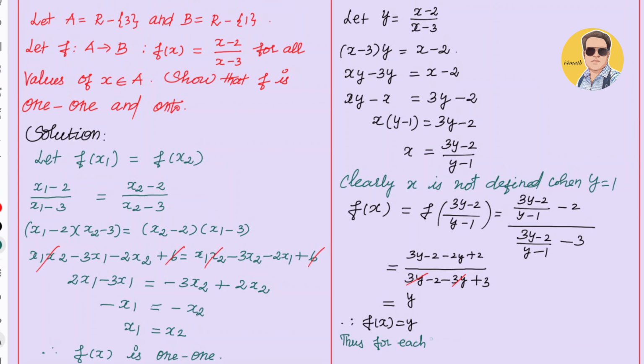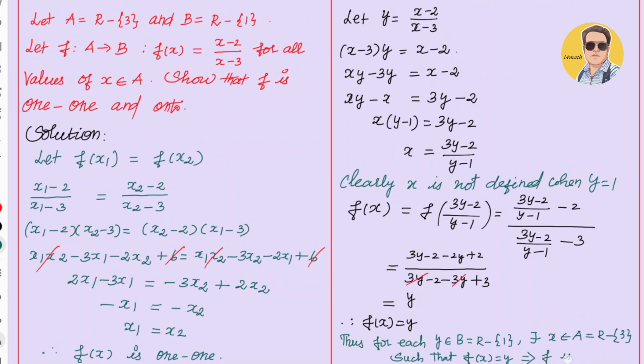Thus, for each y in the codomain B, that is B is equal to R minus 1, there exists x in A. What is A here? Domain. A value is R minus 3. That is, thus for each y in B, there exists x in A such that f of x is equal to y. So what it means? f is onto.